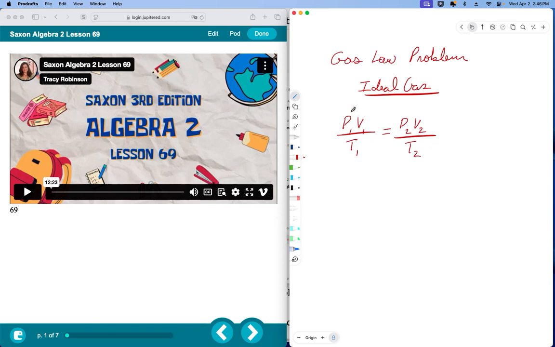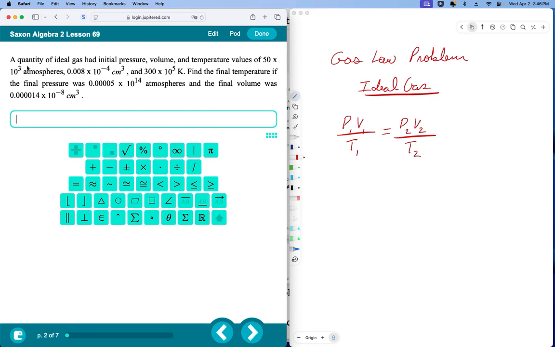The initial pressure times the volume divided by the temperature is equal to the final pressure times the volume divided by the temperature. Every single time. So the first problem that we have here says a quantity of ideal gas, so this is going to use this formula. You find that and you go, okay, I know what formula I'm using. Then it tells you the order of the values it's going to give you: pressure, volume, and temperature, in that order.